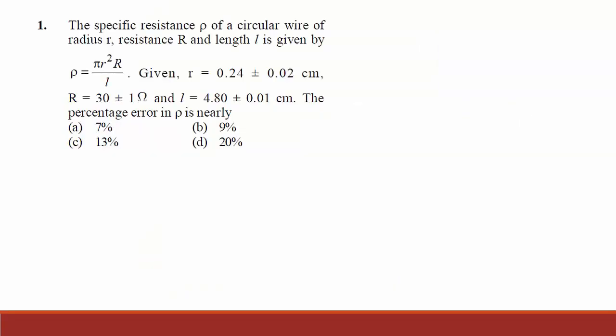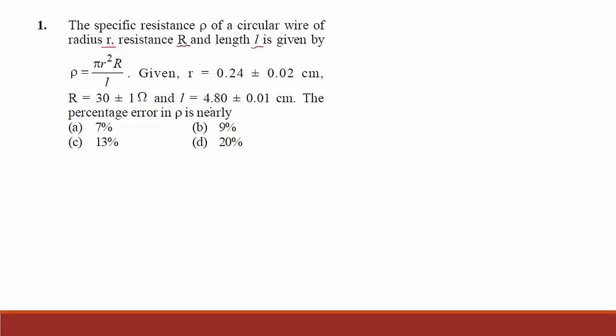The first question is: the specific resistance rho of a circular wire of radius r, resistance R, and length L is given by the equation rho equal to pi r square R divided by L. Here the givens are: radius is 0.24 plus or minus 0.02 centimeter, resistance R equal to 30 plus or minus 1 ohm, and length L equal to 4.80 plus or minus 0.01 centimeter. The percentage error in resistivity rho is nearly.